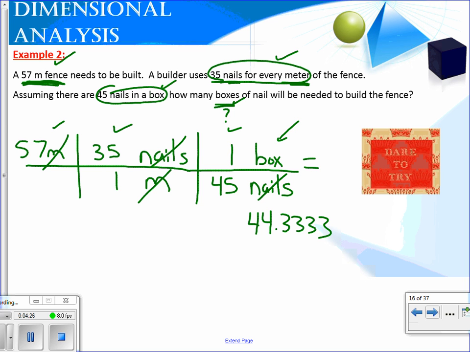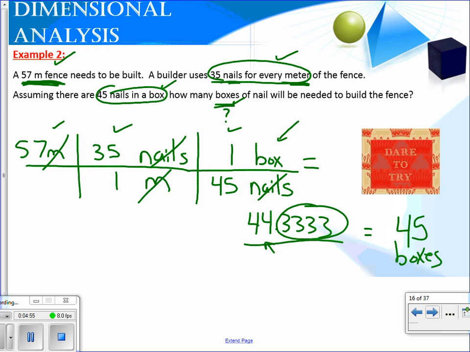But we need to think here. We need to also use some common sense, some logic. When you go to the store, you're not going to be able to buy 44.3333 boxes of nails. And if you only bought 44, you're going to be short this many nails. What you're going to have to do is you're going to have to buy 45 boxes to ensure that you have enough nails to build that 57-meter fence. Will you have leftover nails? Yes, you will.